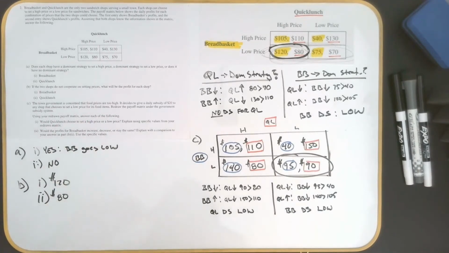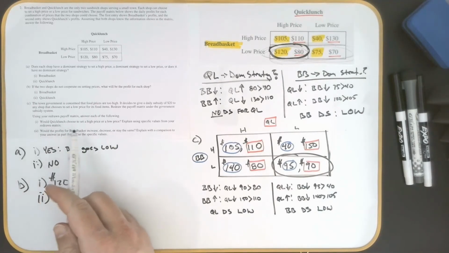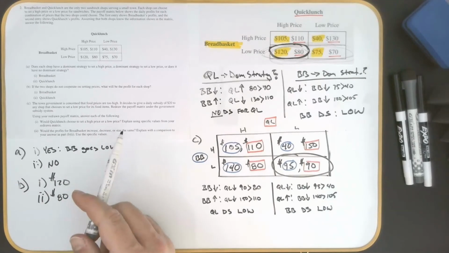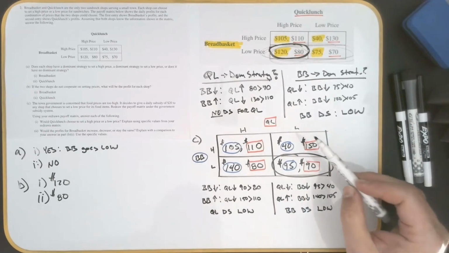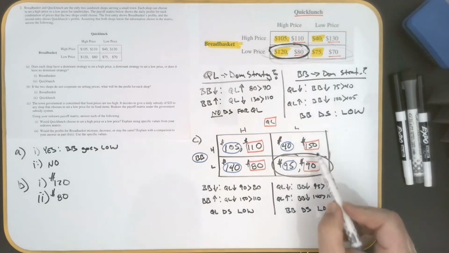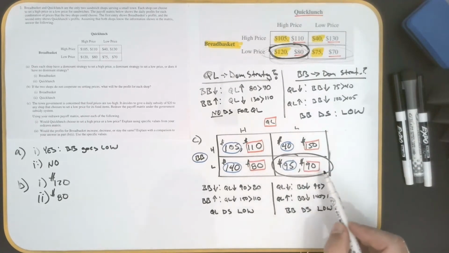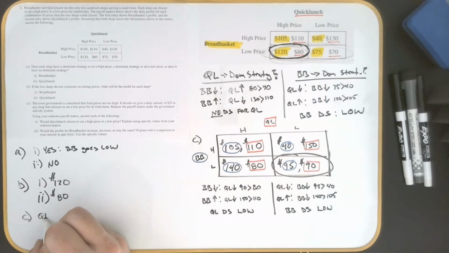So now let's read the last two questions on Part C. So Part C says, using your redrawn payoff matrix, answer the following. Would Quick Lunch choose to set high prices or low? Explain using specific values from your redrawn matrix. And you would say, Quick Lunch is going to go low. And the reason they're going to go low is 150 is better than 110, and 90 is better than 80. Okay, so I'll put that right here. So I'm going to say Quick Lunch chooses low.